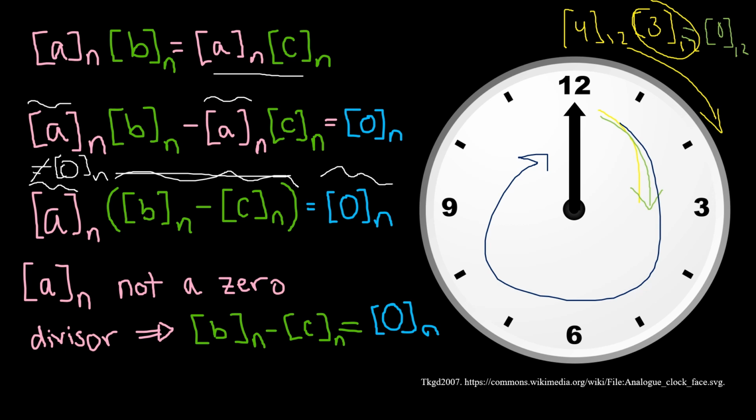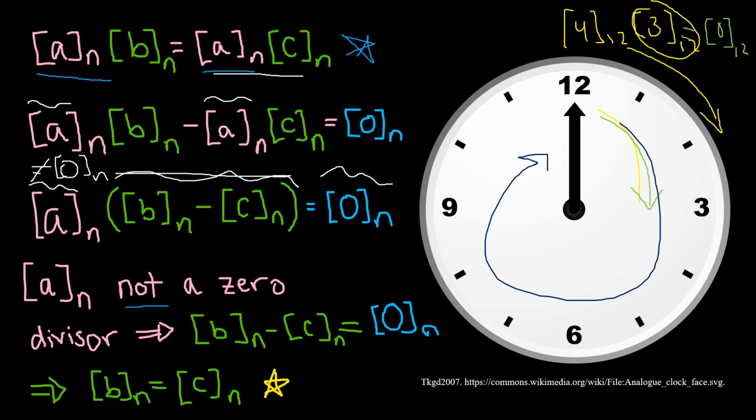If b mod n minus c mod n is equal to 0 mod n, then immediately we have b mod n is equal to c mod n. Compare that to our very first equation, and voila. What happened was we canceled the a mod n. If a mod n is not a zero divisor, we're allowed to cancel, and you can skip all these steps. You get a perfectly unambiguous case.